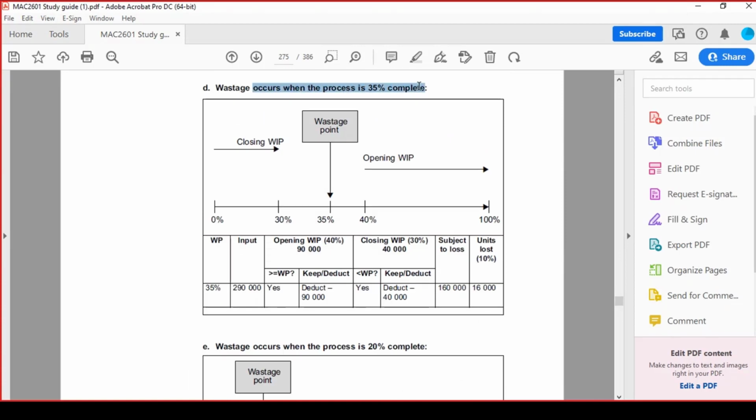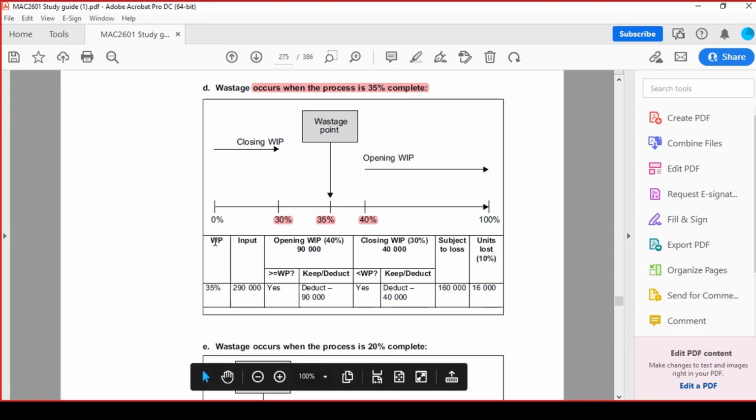The wastage point is at 85% complete, right? Same thing, draw your line, 0 and 100. Your closing WIP is 35% complete. The wastage point is 30%, sorry. Then the other one, wastage point is 35. And then your opening WIP, it's 40%. Right? So again, where's my wastage point? It's at 35. My input, 290, because we calculated the 290,000.